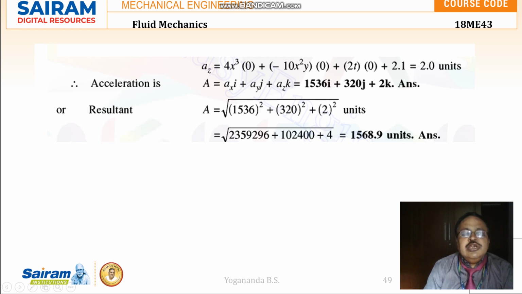So acceleration, capital A, is axi plus ayj plus azk. This is the vector equation of acceleration. Substituting ax, ay and az obtained here, the resultant acceleration is square root of ax square plus ay square plus az square. So we are getting the resultant acceleration.